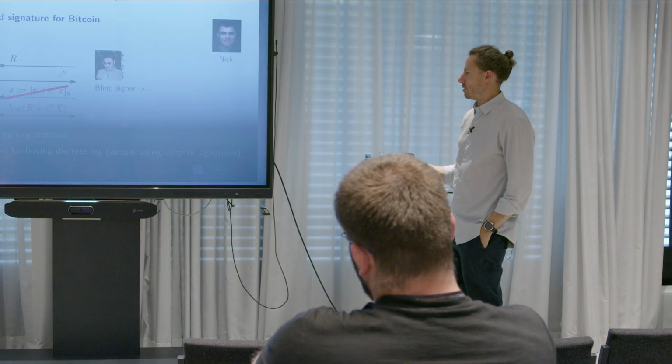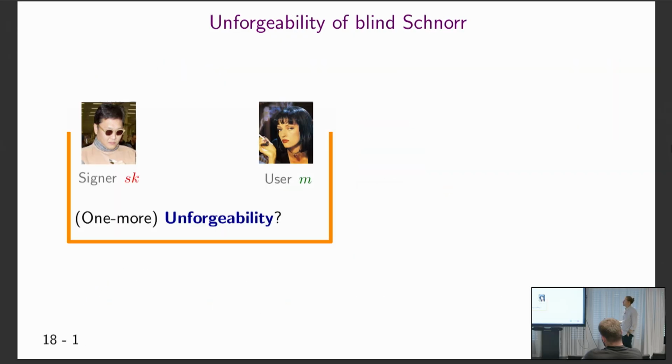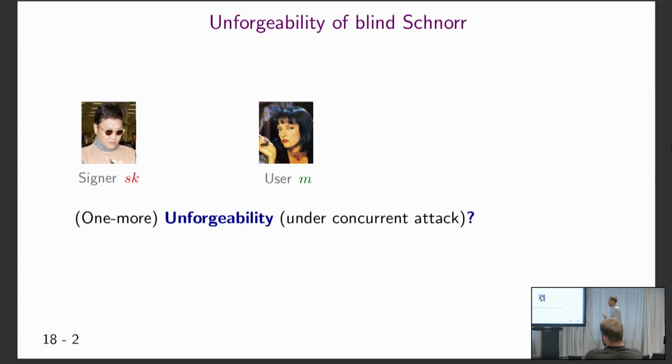Good. So what was that? Nothing. Okay. The last thing to talk about is the one-more unforgeability of Schnorr, of this blind Schnorr issuing protocol. So what do we know? First, what do we actually mean by it, right? And I argue that what you need is a security notion under a concurrent attack.